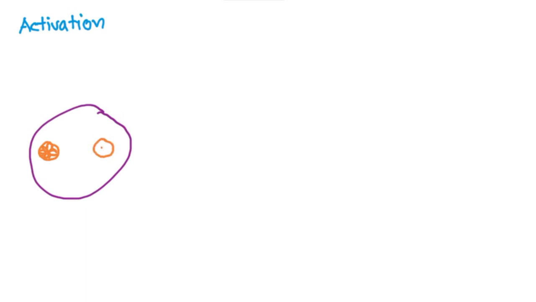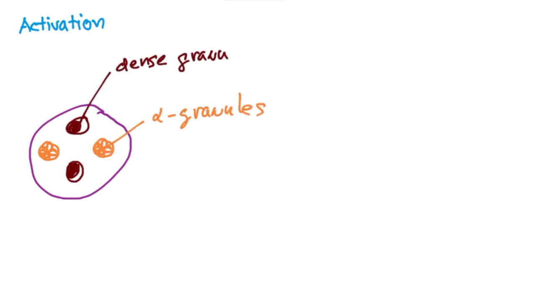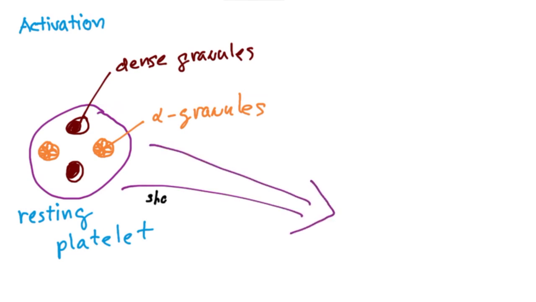Okay, and now activation. What is activation? Activation of a platelet basically means a transformation of a platelet from its resting state into its active state. This includes many processes, but the two I would really like to stress are the platelet shape change and the platelet secretion.